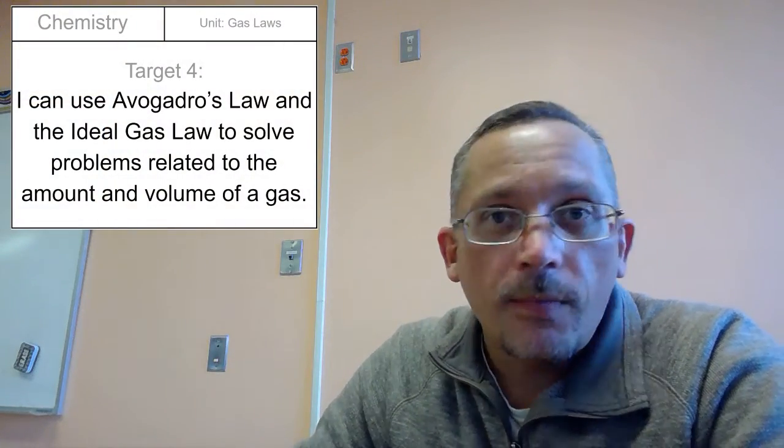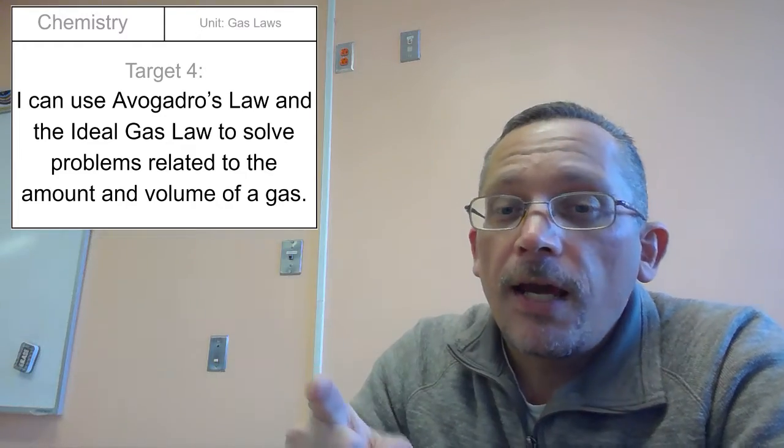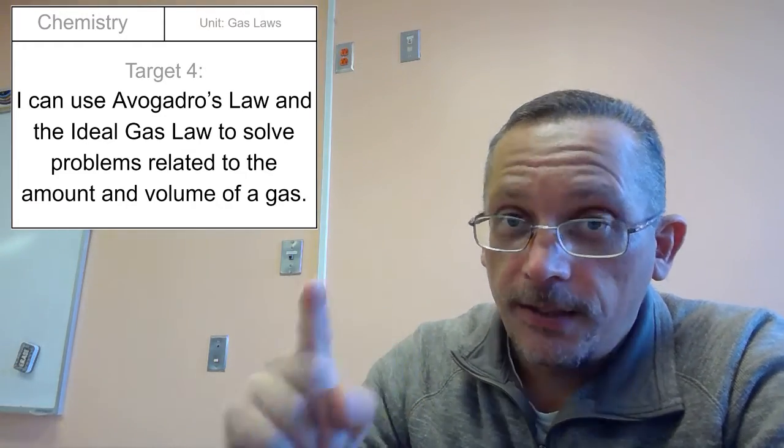So we have talked about the big gas laws: Boyle's law, Charles' law, Gay-Lussac's law. We talked about the combined gas law. Last time we talked about Avogadro's law, which is the relationship between the volume and the amount of a gas. And we have one more gas law that we're going to talk about here, and that is the ideal gas law. Our target here is to be able to use Avogadro's law and the ideal gas law in order to solve some problems. So let's go ahead and talk about the ideal gas law.